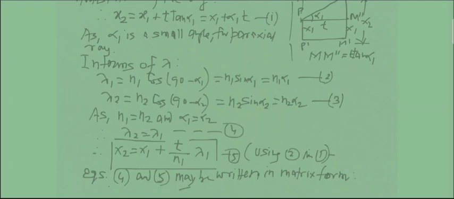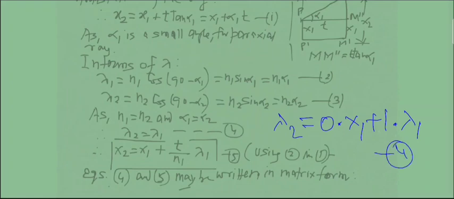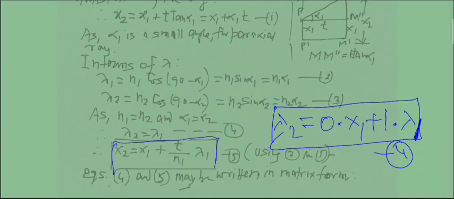Now write this expression, lambda 2 to be equal to 0 into x1 plus 1 into lambda 1. Write it like this. Why are we writing it like this? You will understand. So this is your equation number 4, this particular equation written in blue pen, and this is your equation number 5. By using this equation 2, how have we obtained equation 5?